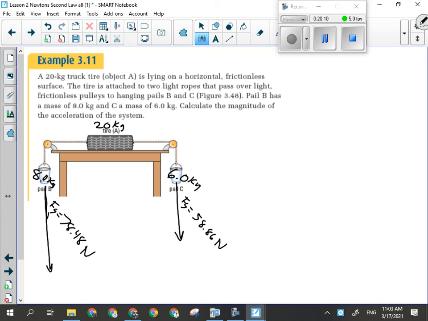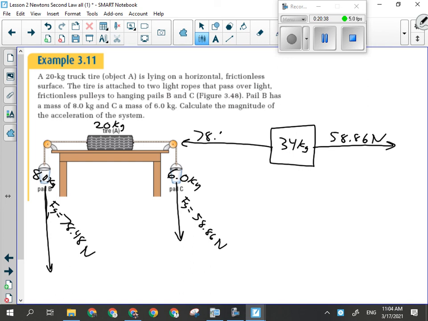Now I need to put this whole system together, because the whole system is going to accelerate together, so I'm simply going to simplify my diagram. I am going to have 34 kilograms worth of mass, 20 plus 8 plus 6, being pulled this direction by 58.86 newtons, and this direction by 78.48 newtons.